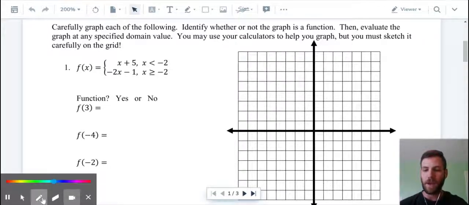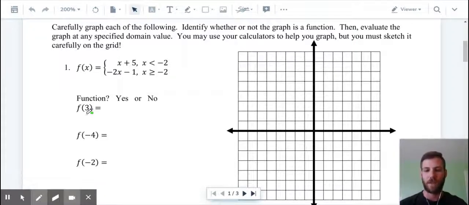Evaluating is very straightforward. We just look at this x value, 3. That is our input. So we just need to think about, is 3 going to be less than negative 2, or is 3 greater than or equal to negative 2? Well, 3 is definitely that second one. So we would use the second equation since 3 is greater than or equal to negative 2. And I can just plug that right into x and evaluate: negative 2 times 3 minus 1 is equal to negative 7.